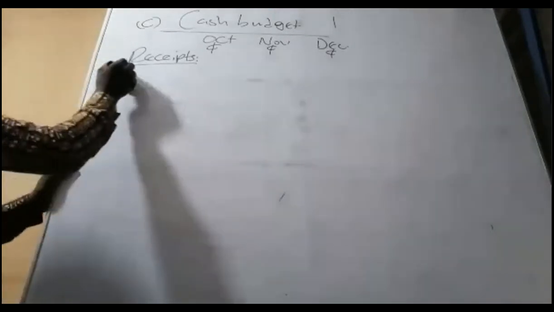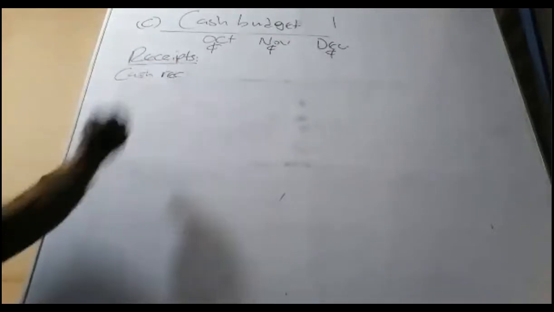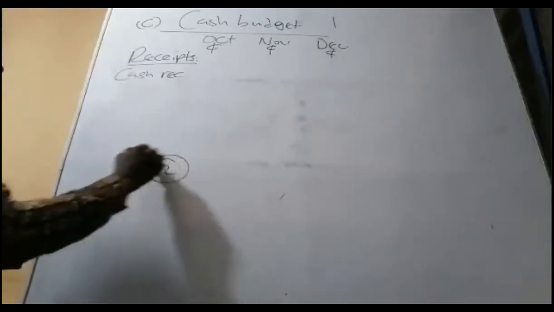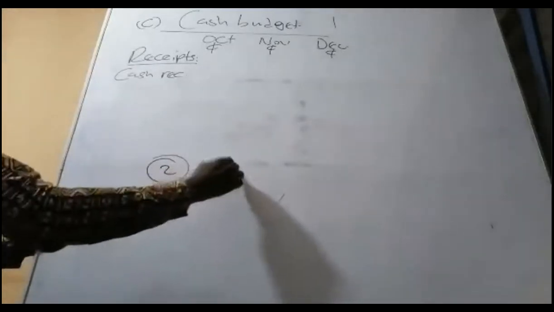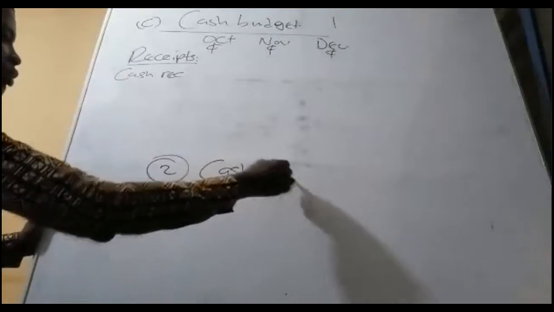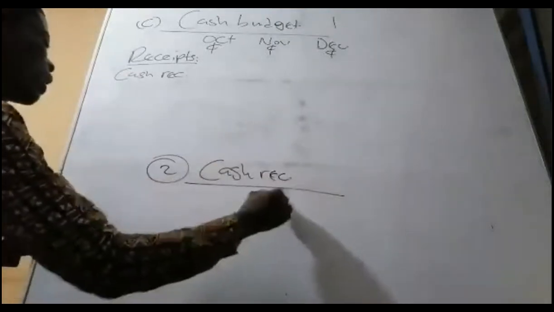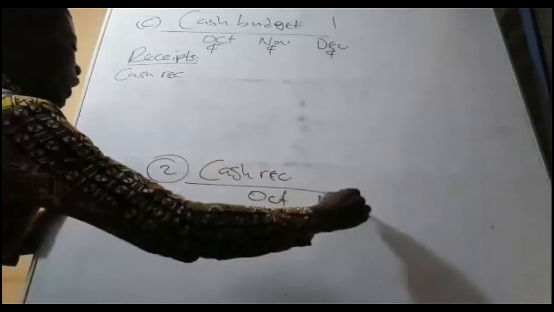Cash sales is not there. Then definitely what? Cash received from customers. So cash received. Go and do your workings. Please, your workings, as I want to do it, I'll clean it. So let's go to workings number 2. We call it cash received from customers. October, November, and December. It's workings.